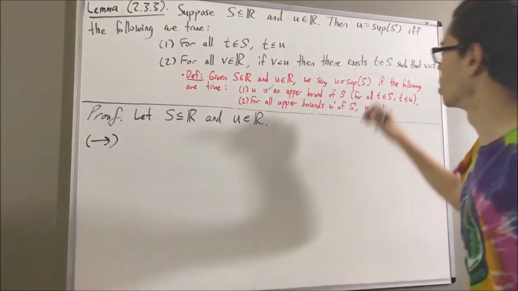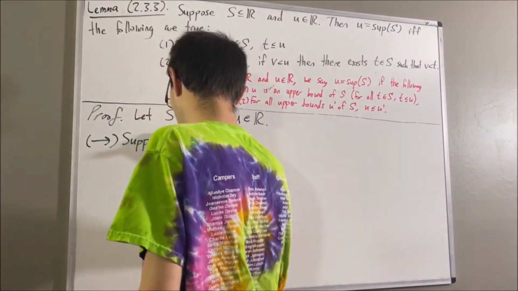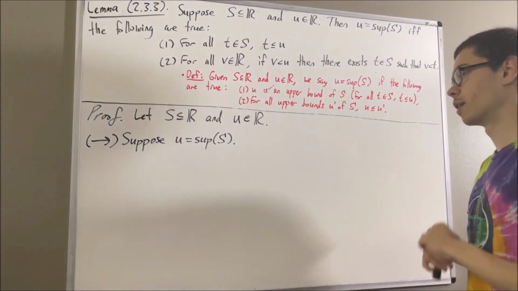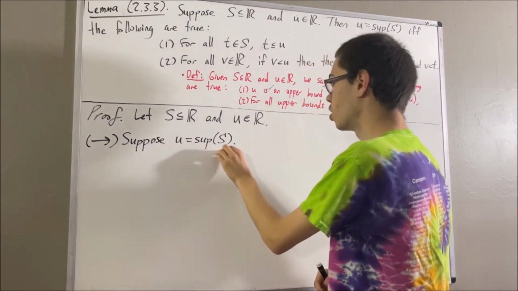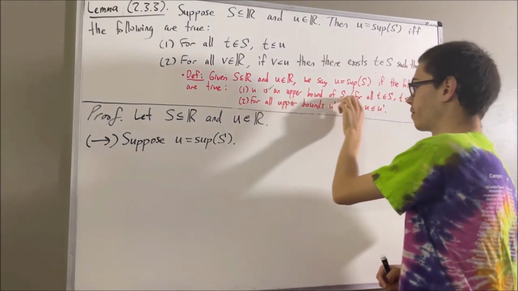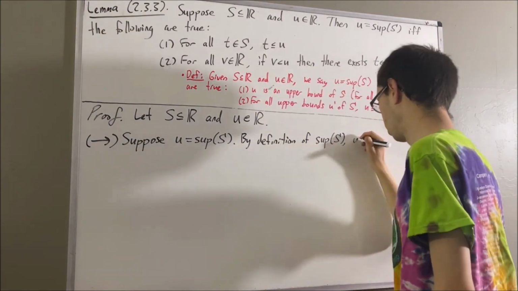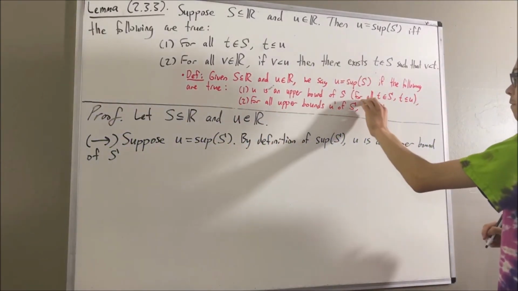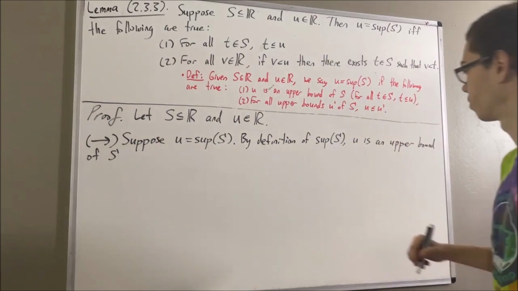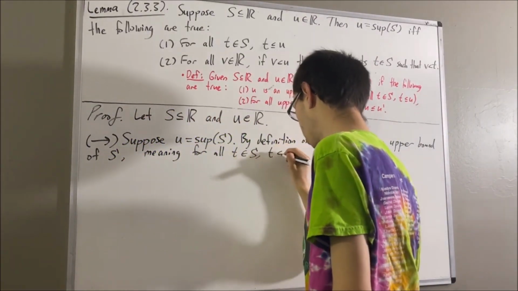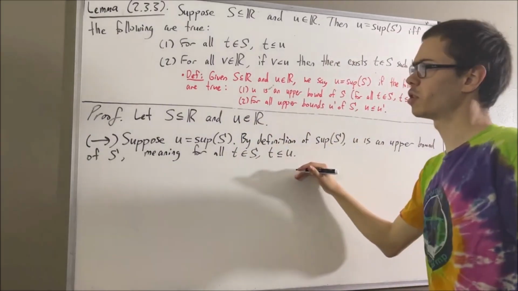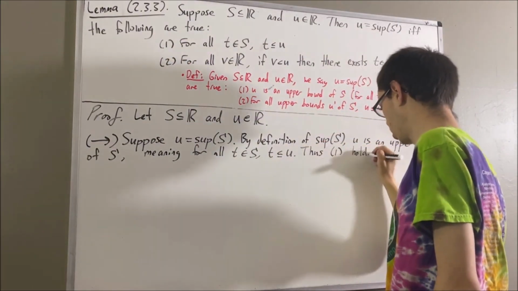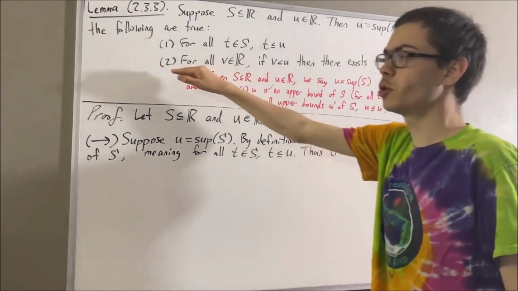And to do so, suppose this is true. Our goal from here is to deduce that 1 and 2 both hold. Now, since U is the supremum of S, we know by definition U is an upper bound of S. What does it mean to be an upper bound of S? It means for every element T in S, T is less than or equal to U. And that is precisely what 1 says. So we've proven that 1 holds. And so all that's left to show now is that 2 holds.